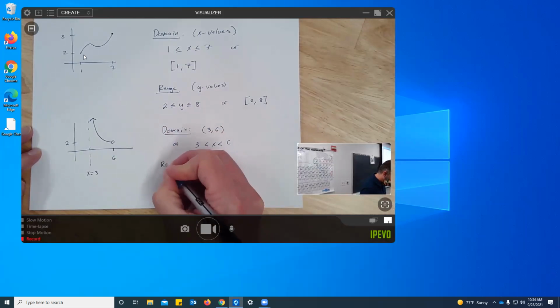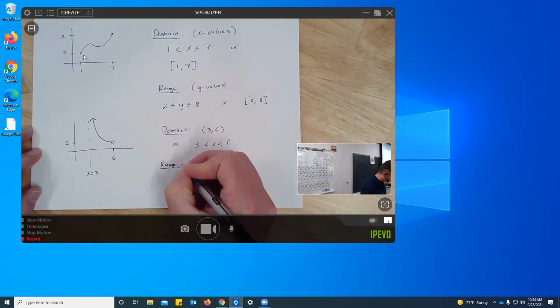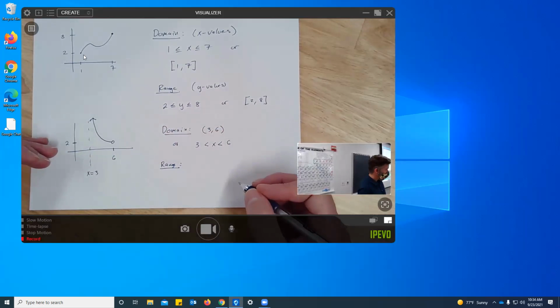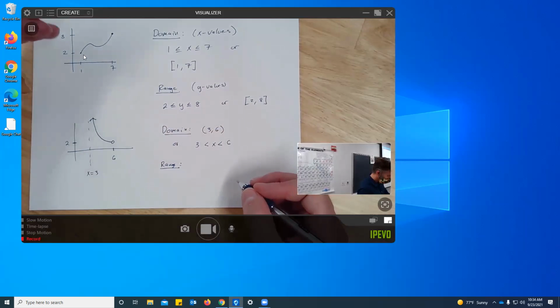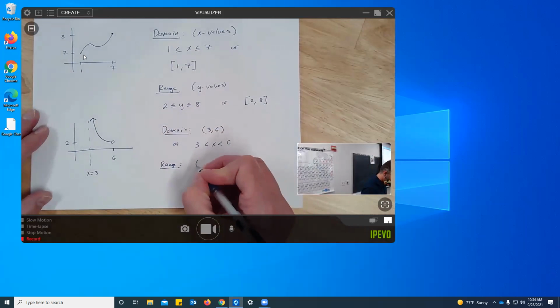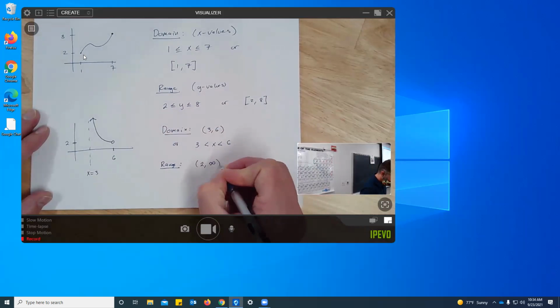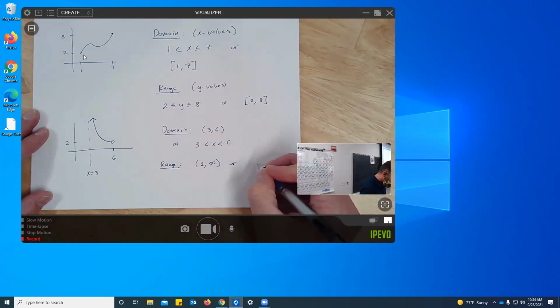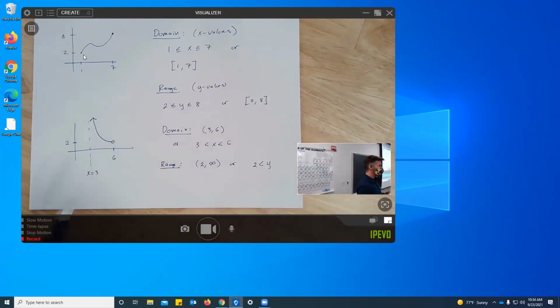And our range would be everything as low as 2, but excluding 2, and as high as forever. So from 2 to infinity. Or the way we write the range is just y is greater than 2. You wouldn't write it was less than infinity. You don't need to. It's implied if you're saying y is greater than 2. You can just keep going and going and going.